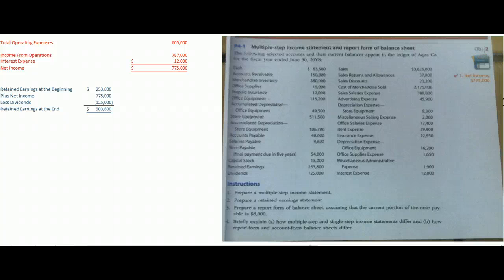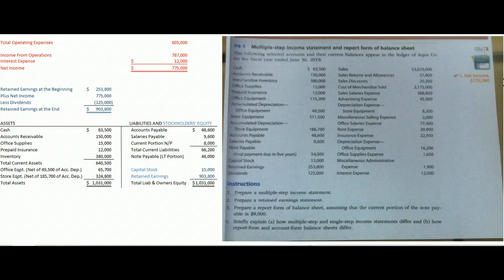My students will recognize that I always write the income statement in red and the statement of retained earnings in blue to help you make the distinction between the various financial statements. I suggest my students memorize retained earnings at the beginning, which in this case is $253,800, plus net income, we just figured out what that was, minus dividends, that's $125,000, gives us retained earnings at the end. So memorize, if you would, retained earnings at the beginning, plus net income, minus dividends, gives us retained earnings at the end. And that's the number we're going to use on our balance sheet.